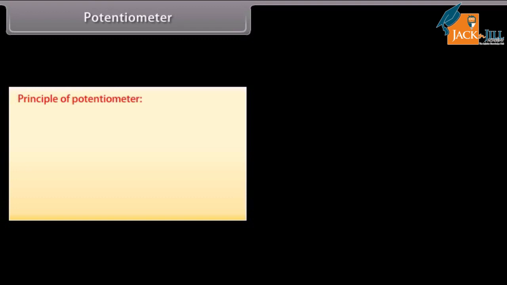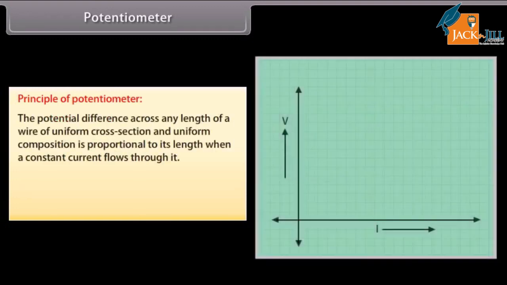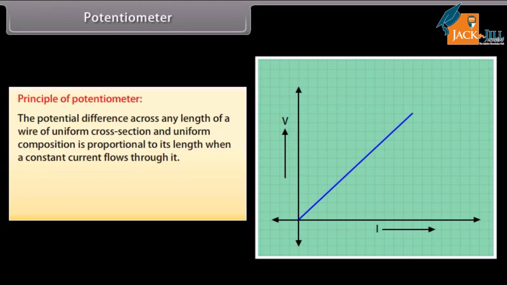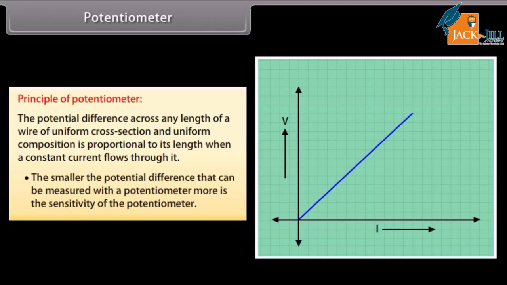Principle of potentiometer. Potentiometer works on the principle that the potential difference across any length of a wire of uniform cross-section and uniform composition is proportional to its length when a constant current flows through it. The smaller the potential difference that can be measured with a potentiometer, the more is the sensitivity of the potentiometer.